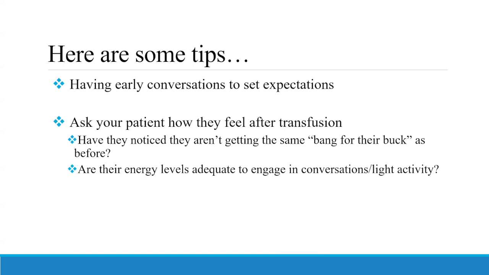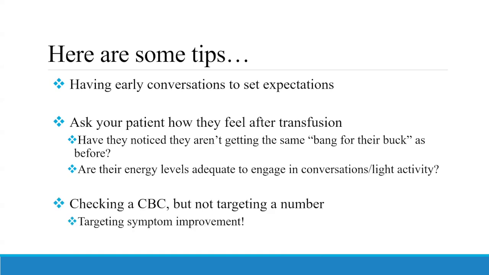And for those patients, I consider doing palliative transfusions. And the way that I do that is I do a CBC, because I need to make sure that they're actually anemic. If your hemoglobin is 100, you're not going to benefit from a unit of blood. But then I target symptom. I don't target the number afterwards. So they get a unit and we reassess.